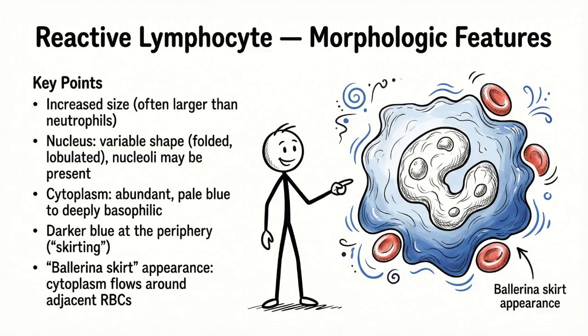It can be pale blue, or it can be a striking, deep basophilic blue, sometimes with a darker rim around the edge, which we call peripheral basophilia. You might also see occasional vacuoles or even increased azurophilic granules. And remember that cytoplasmic molding we just talked about. That's a key feature. When you see a large, irregularly shaped cell with abundant, often deeply basophilic cytoplasm that looks like it's being squeezed by its neighbors, you've found a reactive lymphocyte. Now, let's explore what triggers these fascinating changes.